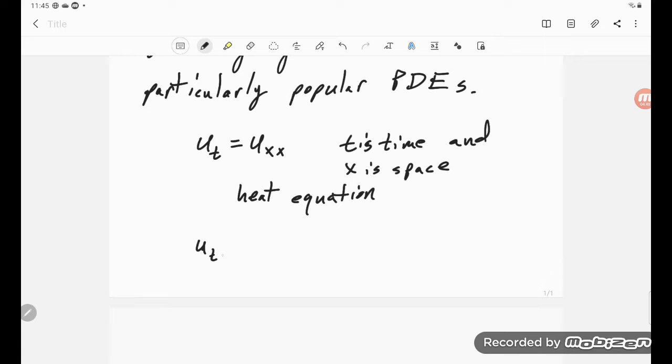Then the second partial of u with respect to t equals the second partial of u with respect to x. So the second derivative with respect to time is equal to the second derivative with respect to space. This we call the wave equation.